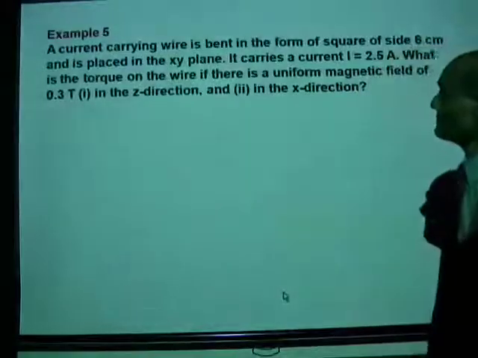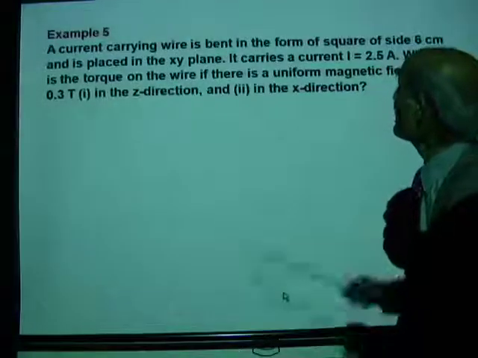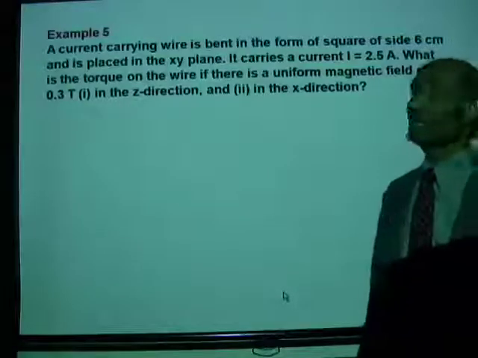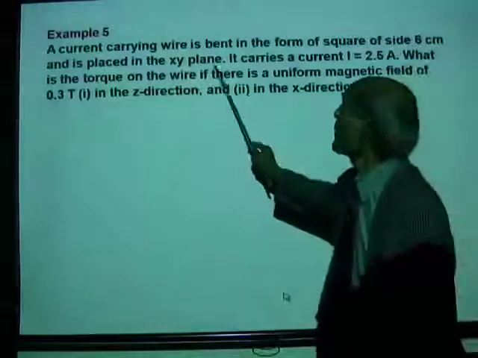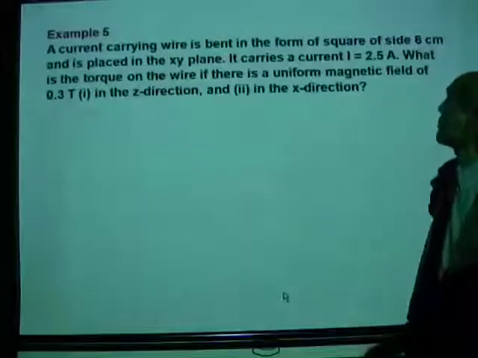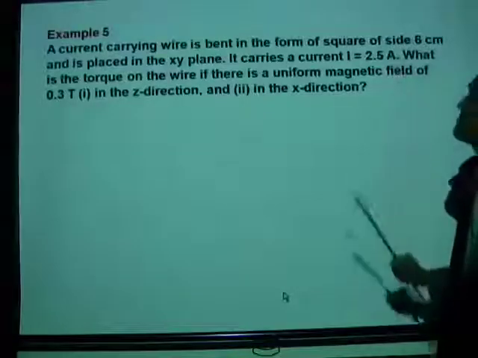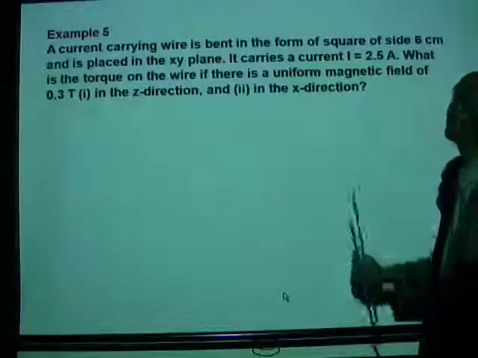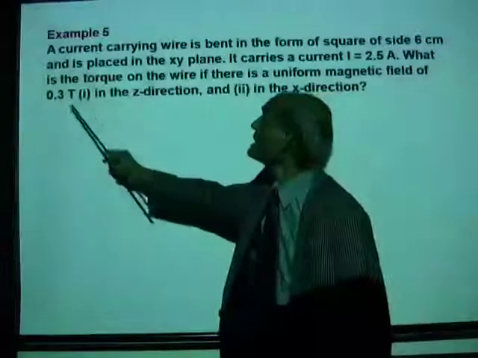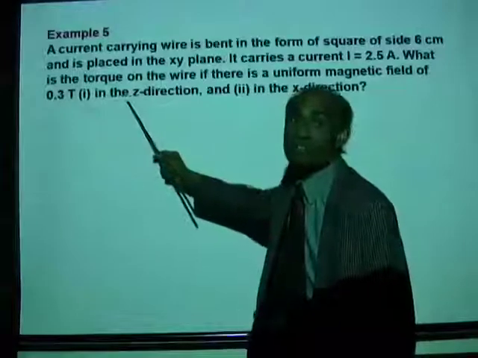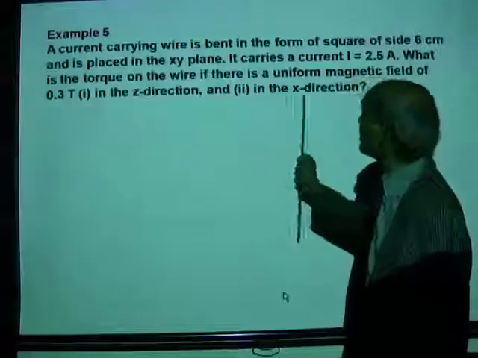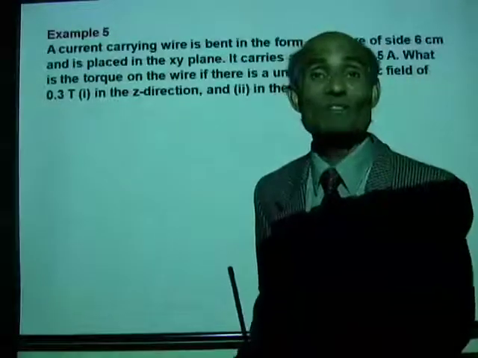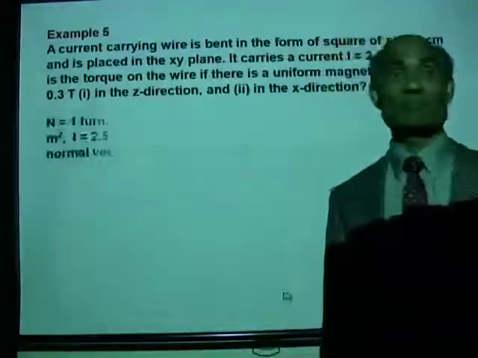Another problem. A current carrying wire is bent in the form of a square of side 6 centimeter and is placed in the XY plane. It carries a current I equal to 2.5 ampere. What is the torque on the wire if there is a uniform magnetic field of 0.3 Tesla in the Z direction and in the X direction? Well, remember, the force will depend on the direction of the field.